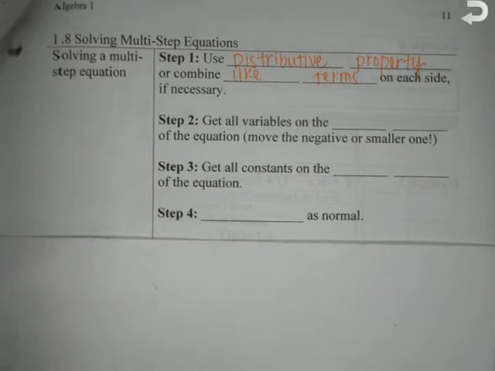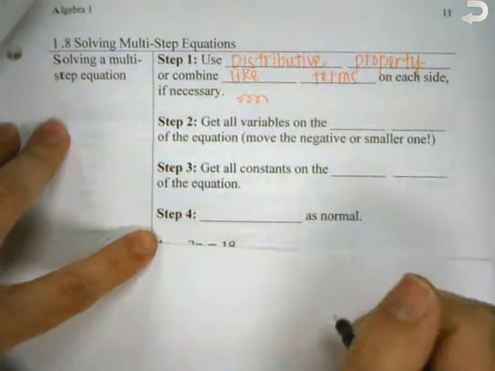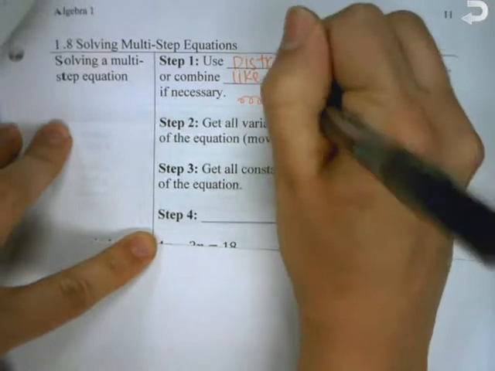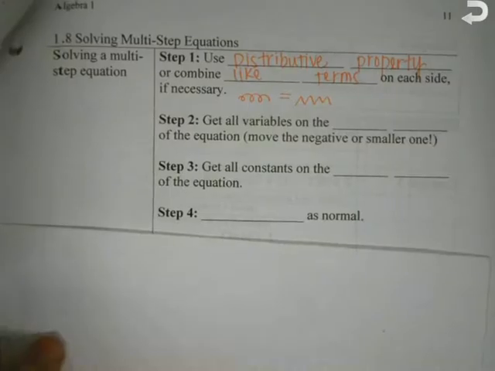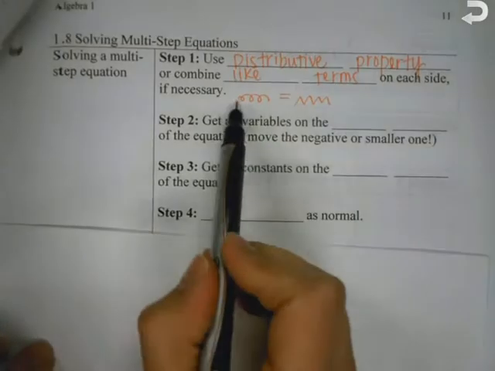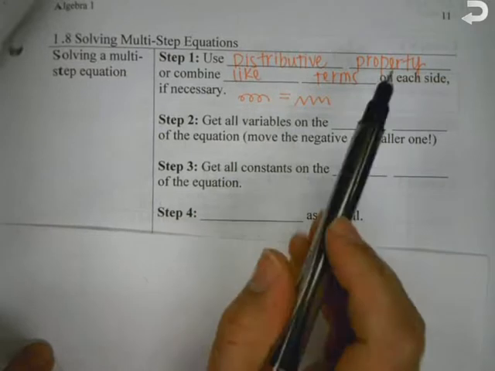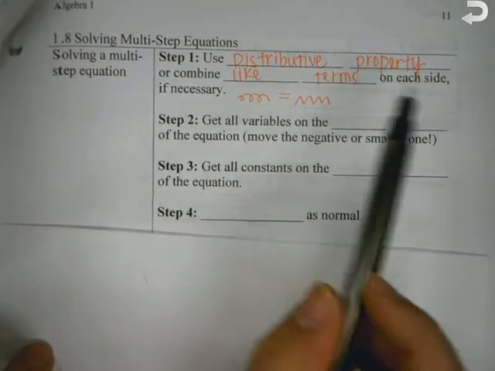There's going to be an equal sign in the equation. So there's going to be a whole bunch of stuff, an equal sign, and a whole bunch of other stuff. Okay? You're going to distribute and combine like terms on this side, distribute and combine like terms on this side. You keep them separate for right now.